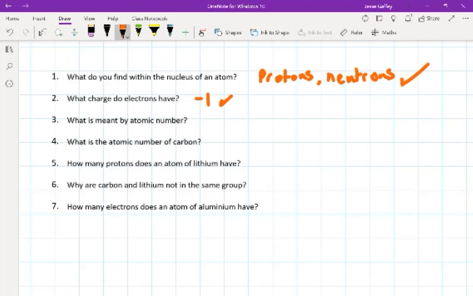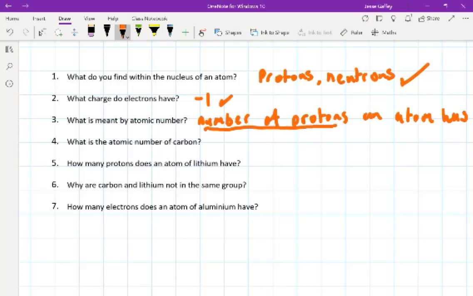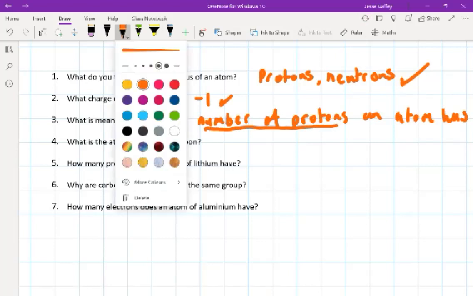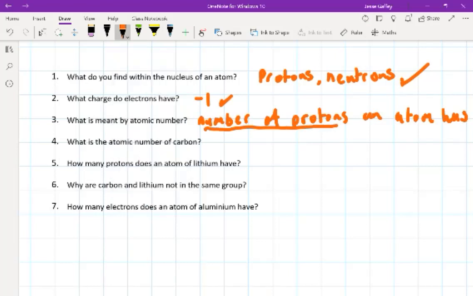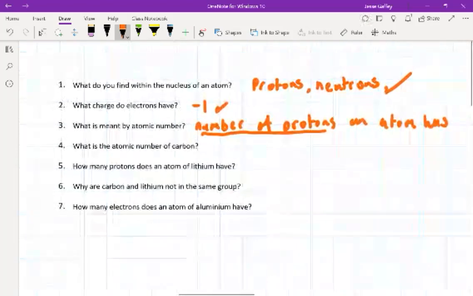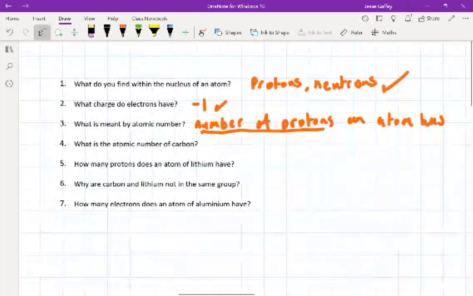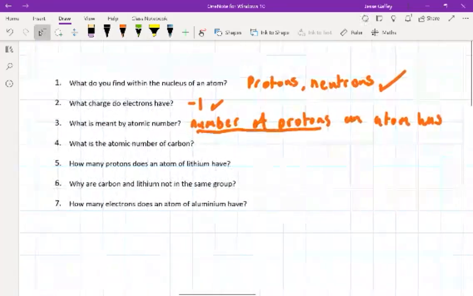What is meant by the atomic number? The atomic number tells us the number of protons an atom has. Okay, key thing, number of protons. Again, you should have full sentences. You should not just be writing down what I have. I'm only giving you the key part of it.